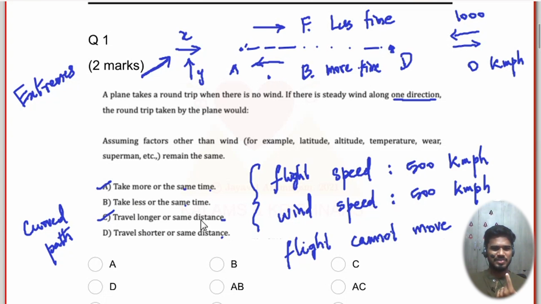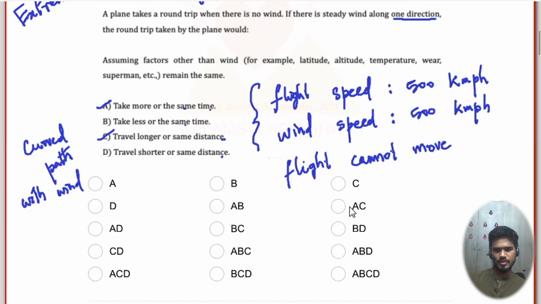Again, that's an extreme case. That's the same distance case. Extreme case. There is no way it can get shorter. And notice the same distance is also over here. Did that explain, Dinesh? Yes, sir, it's fine, sir. Fine. So the answer here is A and C.